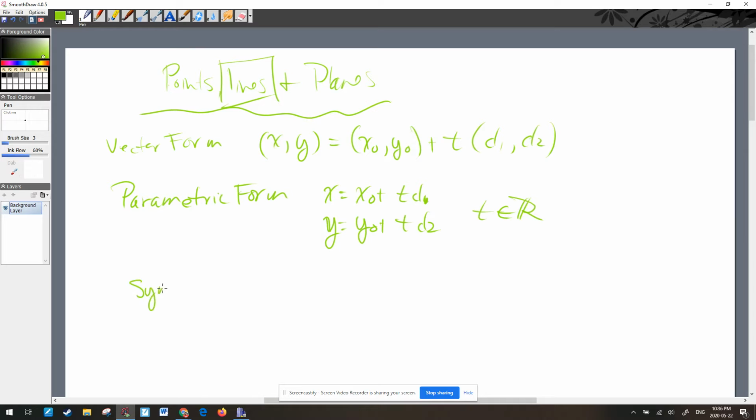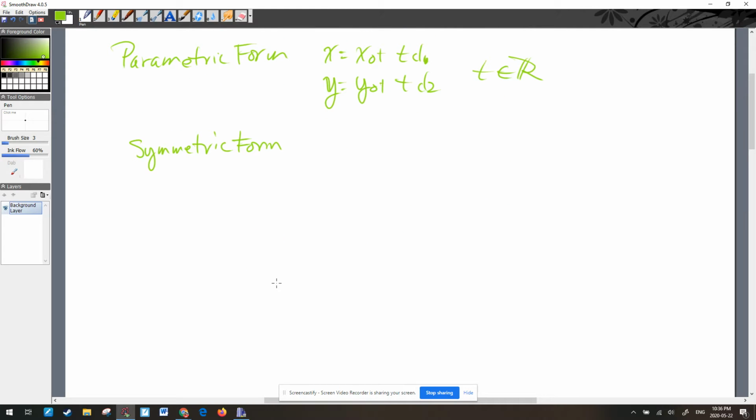That's not it. There is another form called symmetric. I don't think it has 2 M's, whatever. The symmetric form looks a little bit different. I'm going to leave some space here to write the generalized form, but it's easiest to see where the symmetric form comes from with an example. So let's start with the vector form.